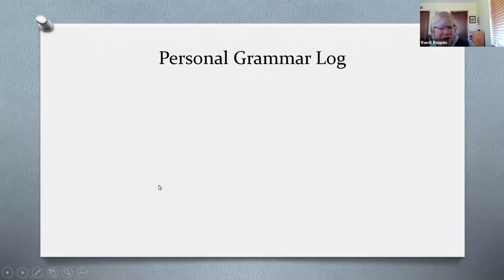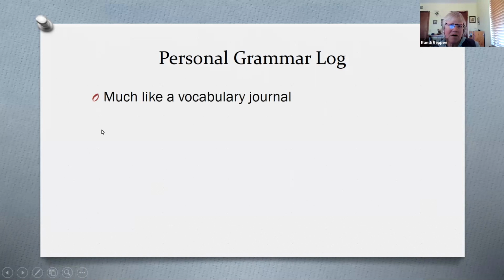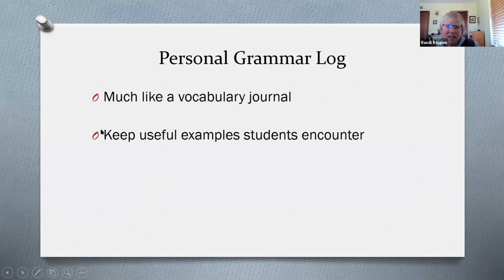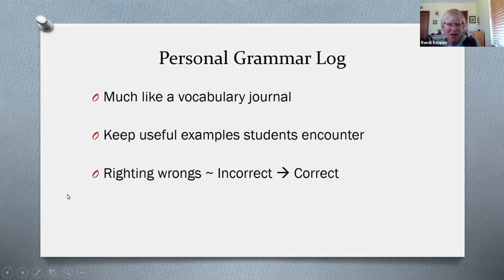We also could help our students with some ideas such as a personal grammar log. Many of you probably have your students keep vocabulary logs. A grammar log is much like that, except students keep useful examples that they encounter. And in my classrooms, I always ask my students to carry this with them when they're not in the classroom, so that if something comes up, they can jot it down. And then next class, we'll often start class with, did anybody encounter something strange? And one of the activities I like to do with this is what I call writing the wrongs. So taking the incorrect and moving it over to correct. And I call my students language detectives.